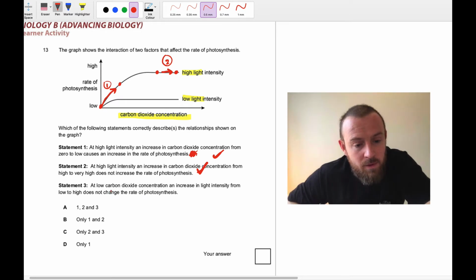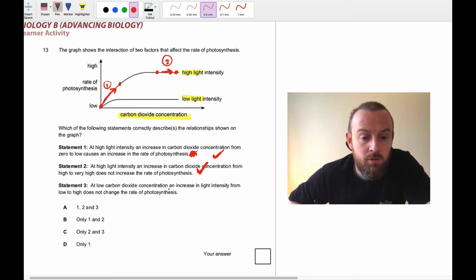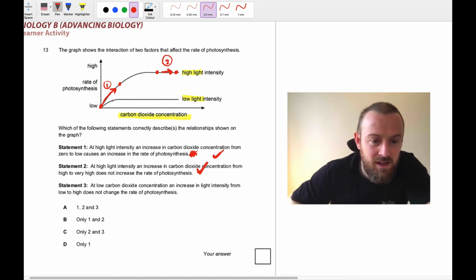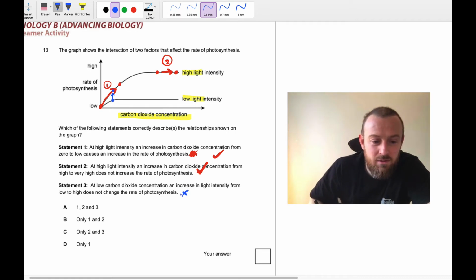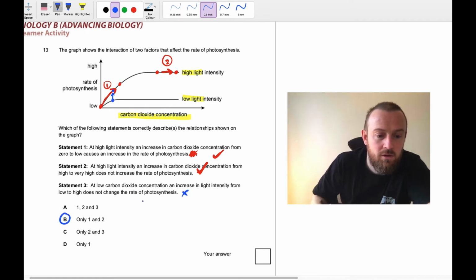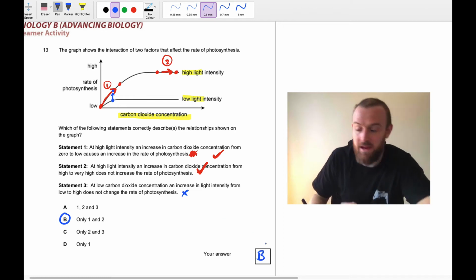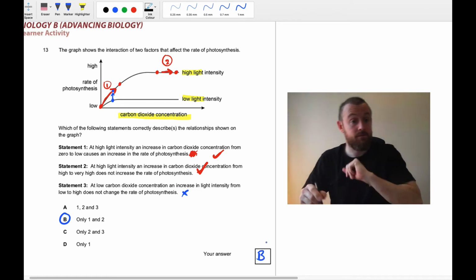What about statement 3? At low carbon dioxide concentration, an increase in light intensity from low to high does not change the rate of photosynthesis. I think that's false, because that's down here. I'm going to do this in blue so we can see it's moving from there up to there. It does increase, not by a huge amount. So I think that one's false, and only 1 and 2 is the correct answer. So 13B. Am I right? Yes, that's the right answer.